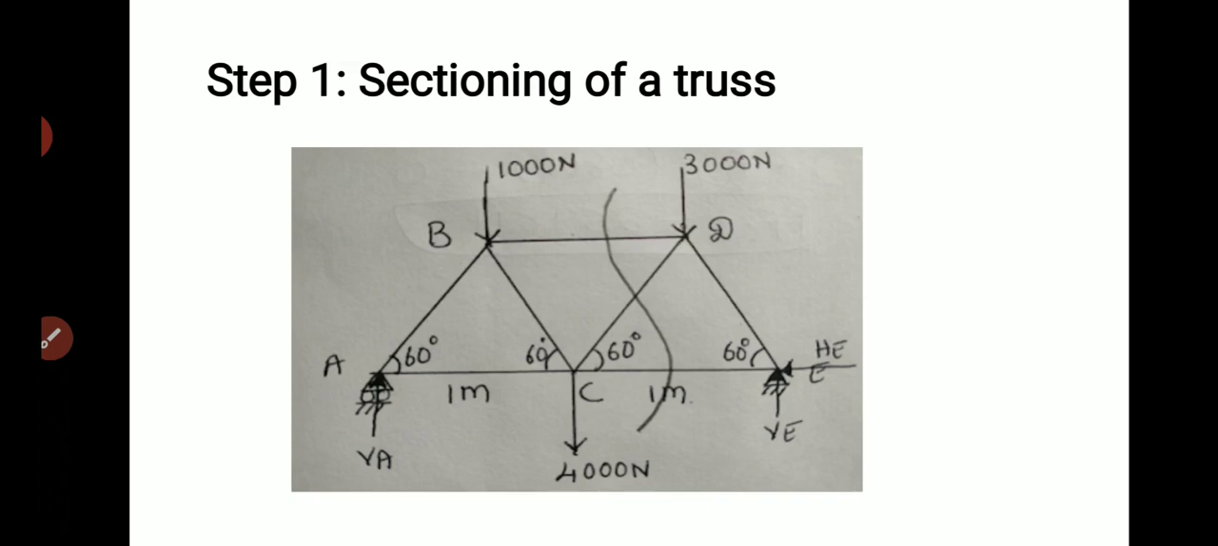So first of all, I need to section this truss, means I need to cut the truss so that the individual member force can be determined. So I can take a section so that at one stretch of a section I can cut all the three members.